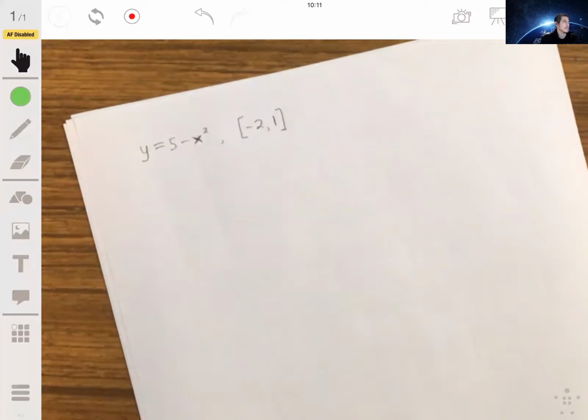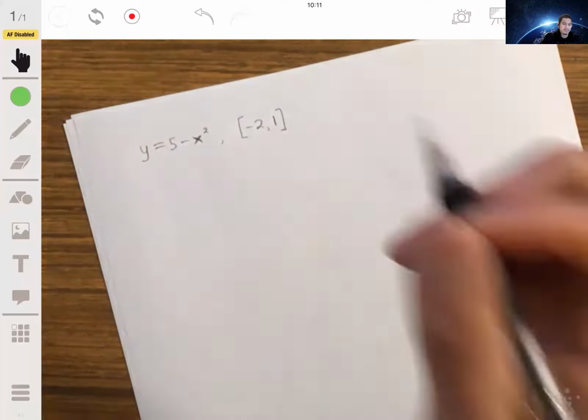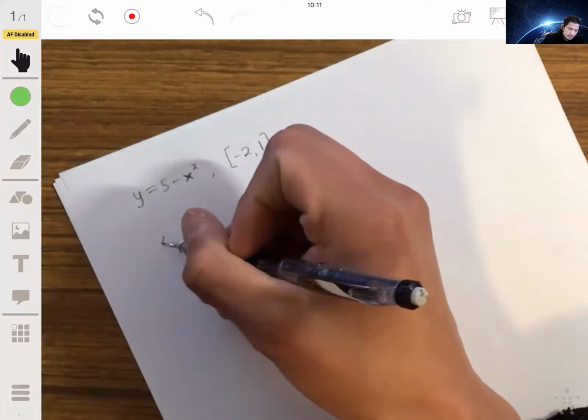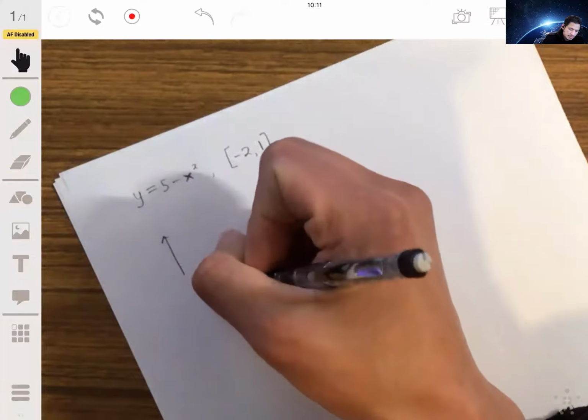All right, so we are going to use the limit definition to find the area underneath this function from -2 to 1. So let's go ahead and draw a little sketch here to see what we got going on.